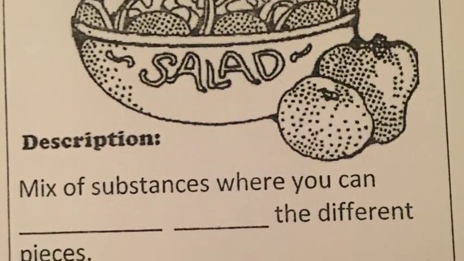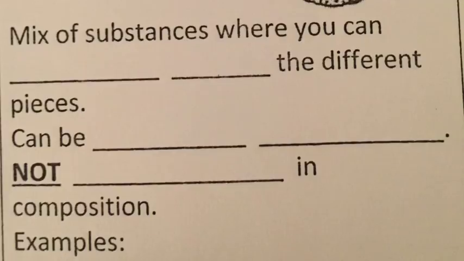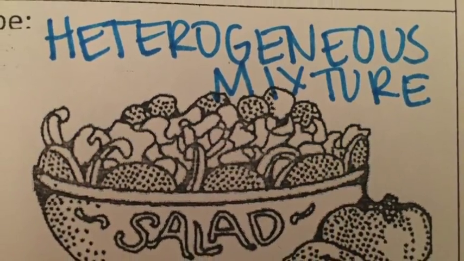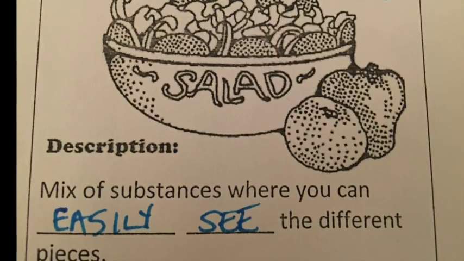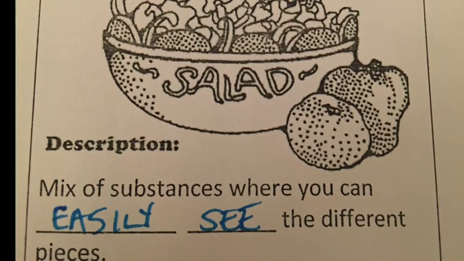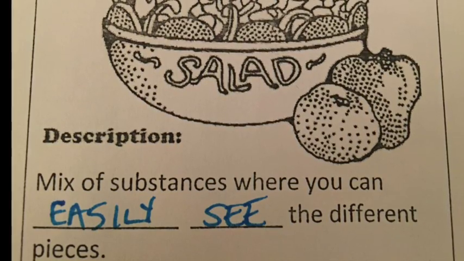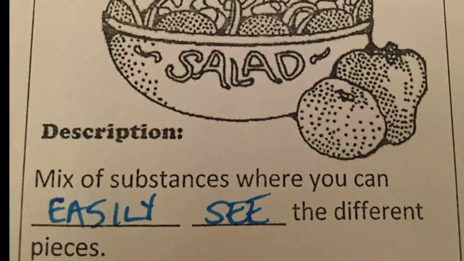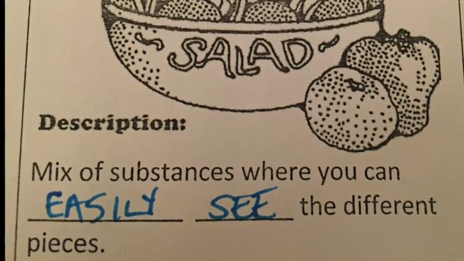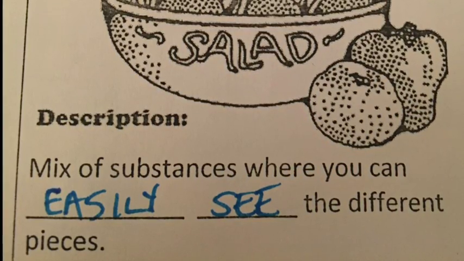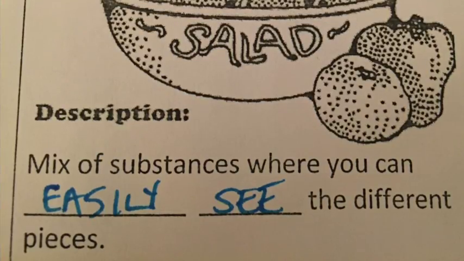And moving on to the very last one is the picture of the salad. And this one is another type of mixture. And this type of mixture is heterogeneous mixture. A heterogeneous mixture is a mixture, so it is two or more substances that are in the same place that are not chemically bonded. It can be separated by physical change, but it is also a mix of substances where you can easily see the different pieces. So you can see all of the parts put together, like a salad where you can see the lettuce and the tomatoes and the cucumbers and whatever else you have in it.